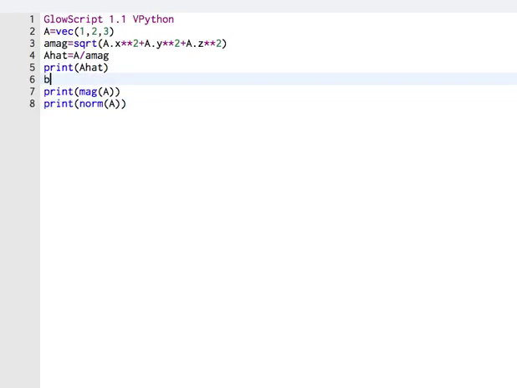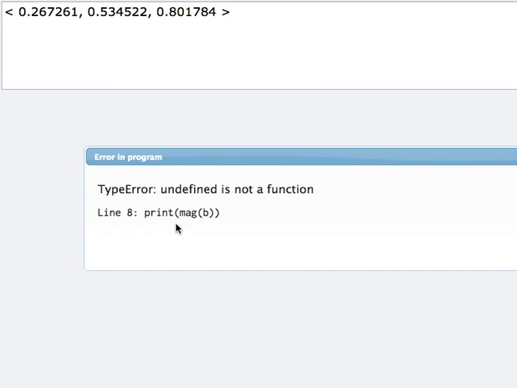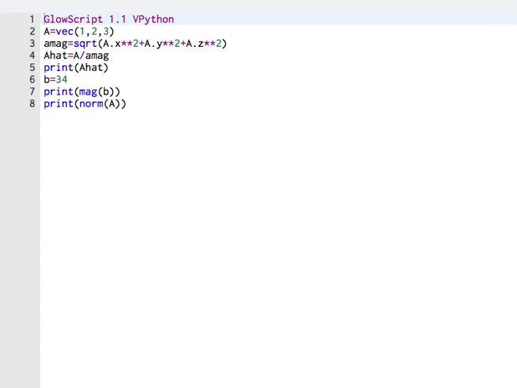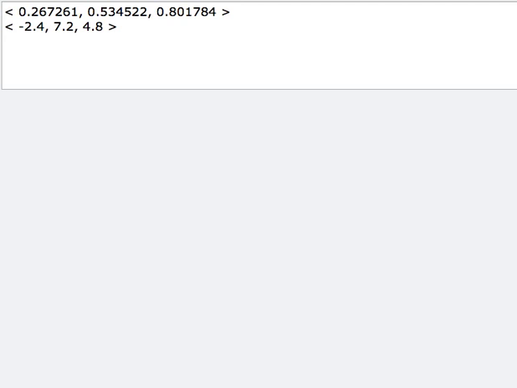Let's just try something here. B equals 34. What if I do print mag(B)? Yeah, that's not going to work because magnitude expects a vector, and I gave it a scalar, and that's not cool. Okay, so it didn't work. Well, what else can we do? What about this? B equals vec, you have to say vec, (-3.4, 5.2, 1.8). Now, print A plus B. That's A plus B. Pretty cool, huh?